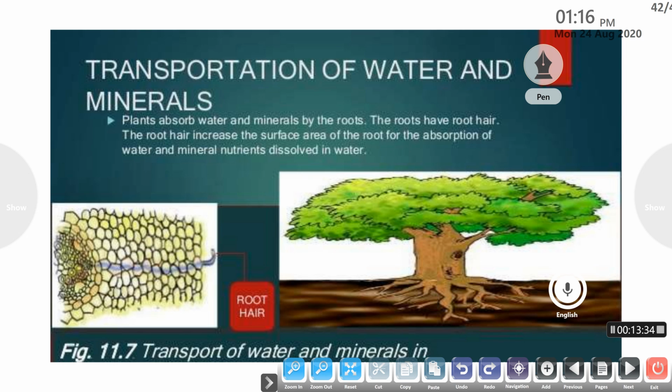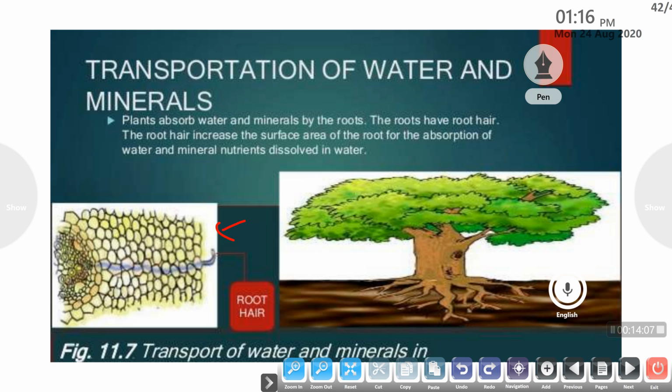Next is the transportation of water and minerals. This is the diagram, the internal section of the root hair or the xylem tissue. The plants absorb the water and minerals by the roots. As I told you, the roots generally have root hairs. These root hairs increase the surface area for absorption, and the water and mineral nutrients dissolved in water present in the root hairs are then transported via xylem to the different parts of the plants. So this is how transportation occurs in plants.